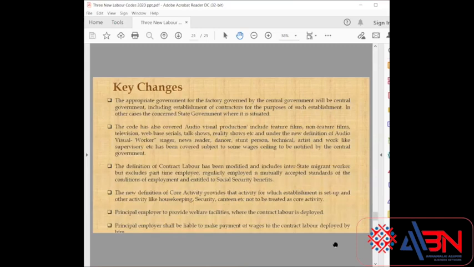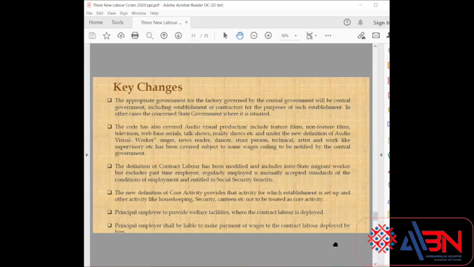Also, as I said earlier, audio-visual production units, including feature films, non-feature films, television, web-based serials, etc., these kinds of workers, the dancers, stunt people, have also been covered with respect to the wages ceiling. So in social security also they've been covered, and with respect to wages also they've been covered.